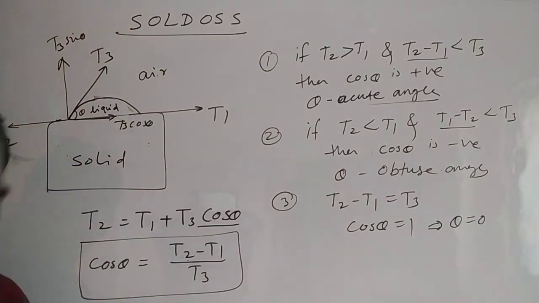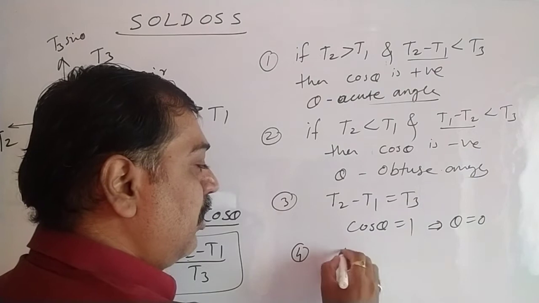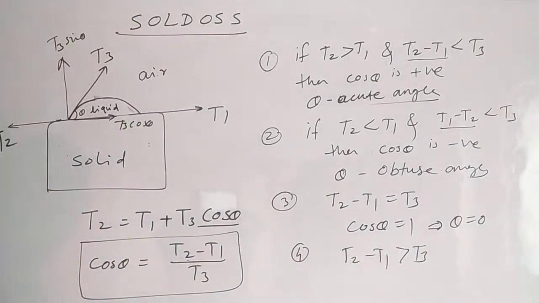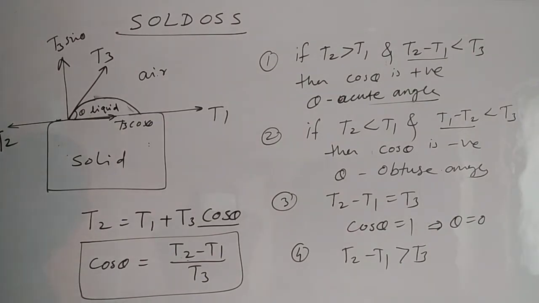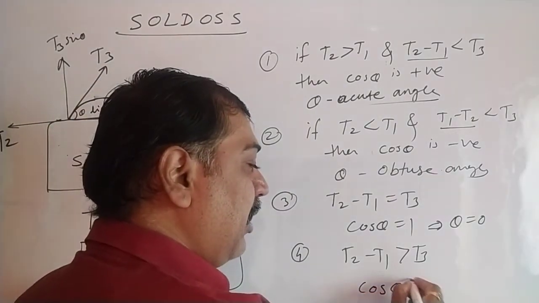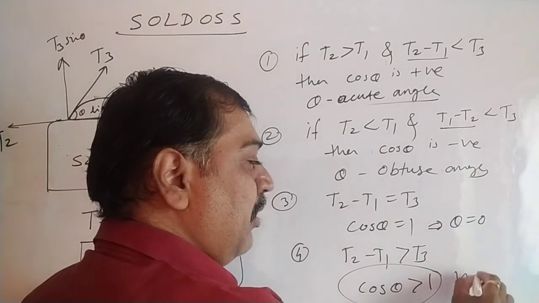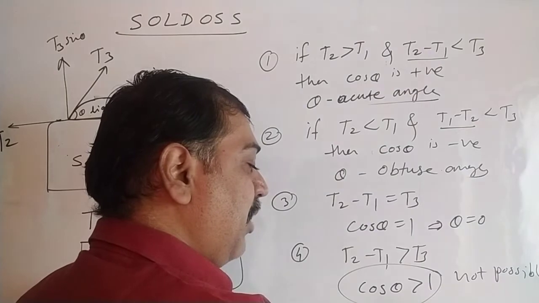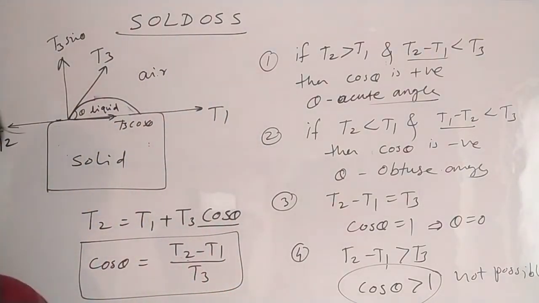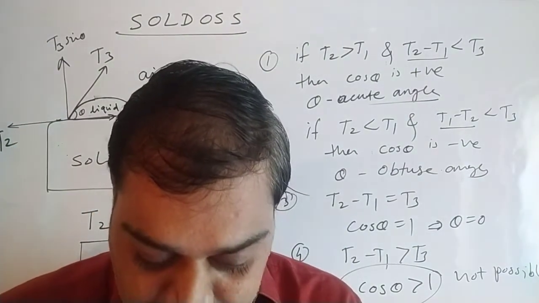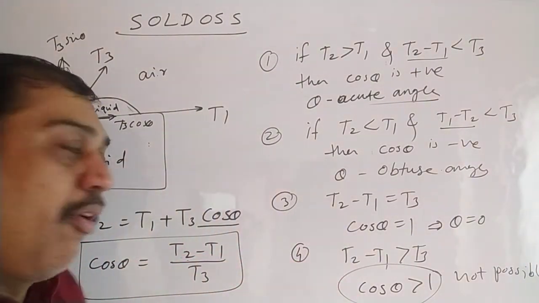Cos 0 is 1. And the fourth condition: if T2 minus T1 is greater than T3, this means the numerator is higher than the denominator, the resultant number is greater than 1, and cos theta would be greater than 1. This is not possible. Why is it not possible? Because the maximum value of cos theta is plus 1 and the minimum value is minus 1. So this condition is not suitable to us. Now this is how the shape of a liquid drop on a solid surface gets formed, that we have seen.